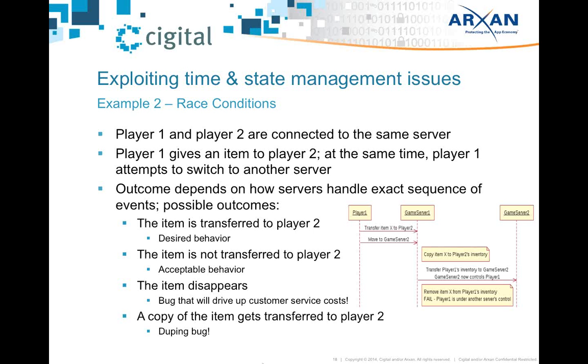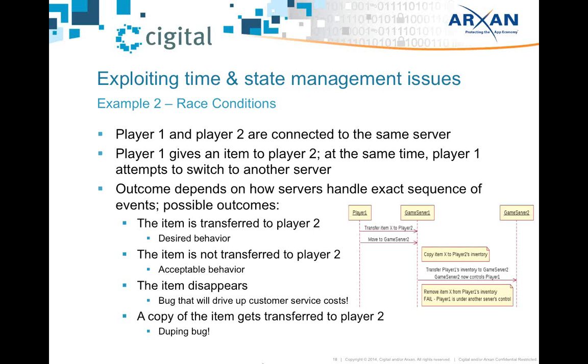Neither of these actions is going to be atomic. The various steps for the two actions could get interleaved when they're actually executed. So what are the possible outcomes here? The item could get transferred to player 2, which is what we want. The item could remain in player 1's inventory and not get transferred to player 2. Now this isn't ideal, but it's acceptable. The item could just disappear altogether. Now this is something that's going to drive up your customer service costs because people tend to get pretty upset if they start losing their in-game items. Now finally, the item could get copied so that both player 1 and player 2 end up with a copy of the item. Now this is a duping bug. People find these in online games all the time. So we have a sequence diagram on the right showing how this can actually happen in an online game.